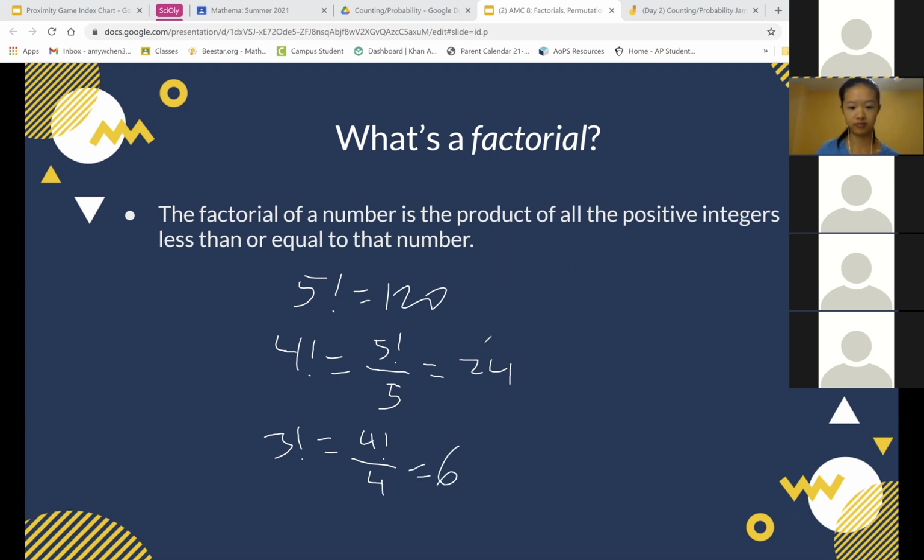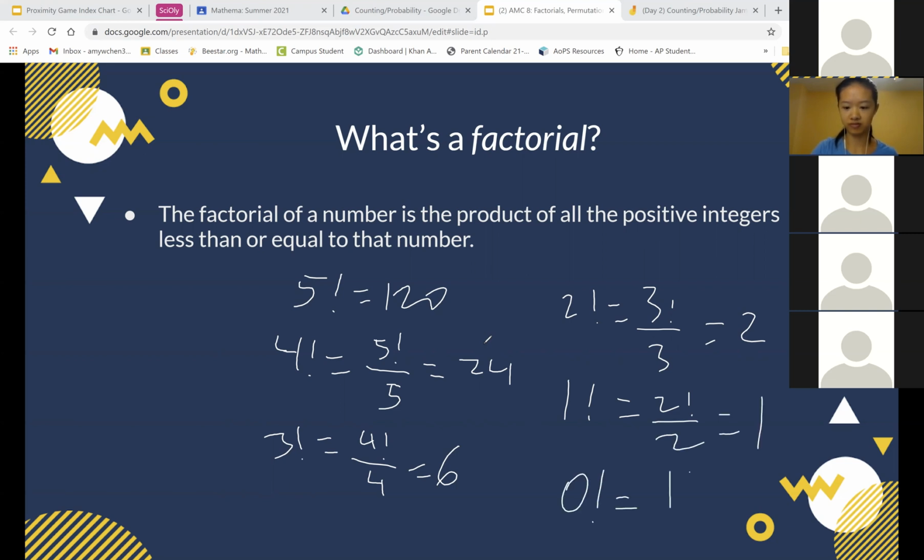So if we go all the way down to 2 factorial, we see that 2 factorial is equal to 3 factorial divided by 3. 1 factorial is equal to 2 factorial divided by 2. So if we were to continue this pattern, 0 factorial is equal to 1 factorial divided by 1, right? So instead of 0 factorial being 0, 0 factorial is 1 factorial divided by 1, or just 1.